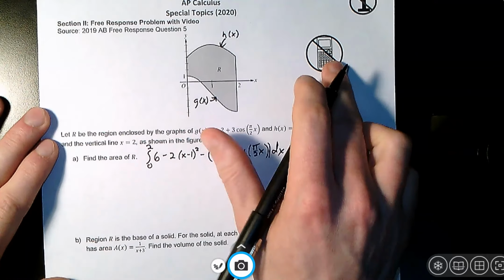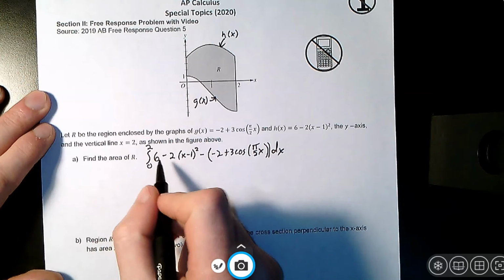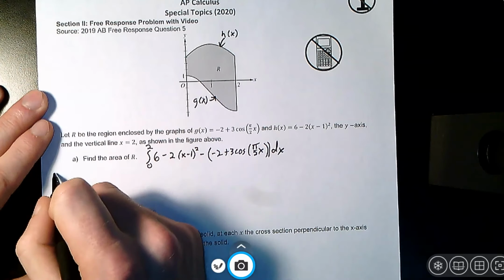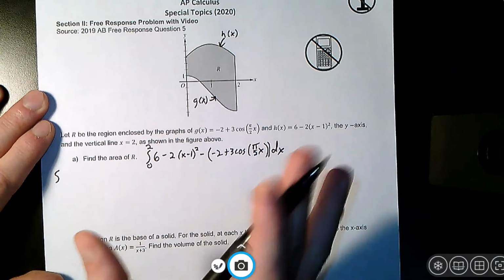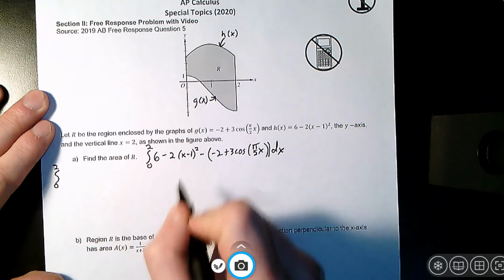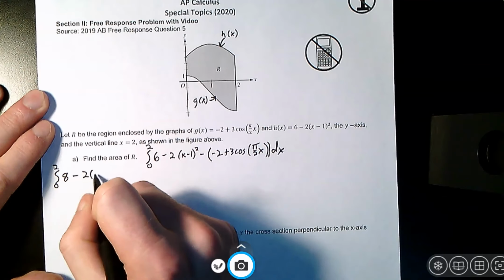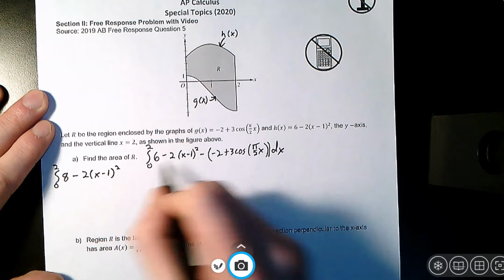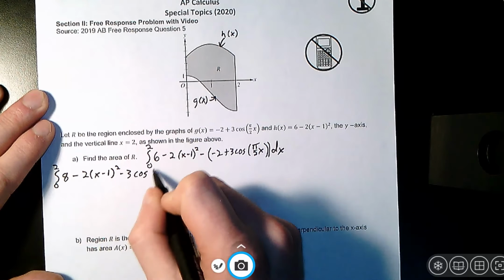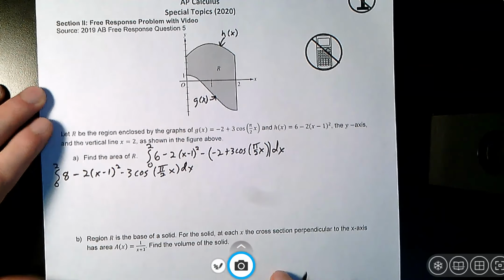So I don't have a calculator. I've got to solve this by hand. Let's go ahead and see what we can do then. I have a 6 minus a negative 2. I could combine those two terms together. I don't have to do that, but I think it's going to make my life easier if I do. So I'm integrating from 0 to 2 of 8, that would be 8 right there, minus 2 times (x minus 1) squared, and minus will distribute onto the 3 cosine of pi over 2 x, and dx.